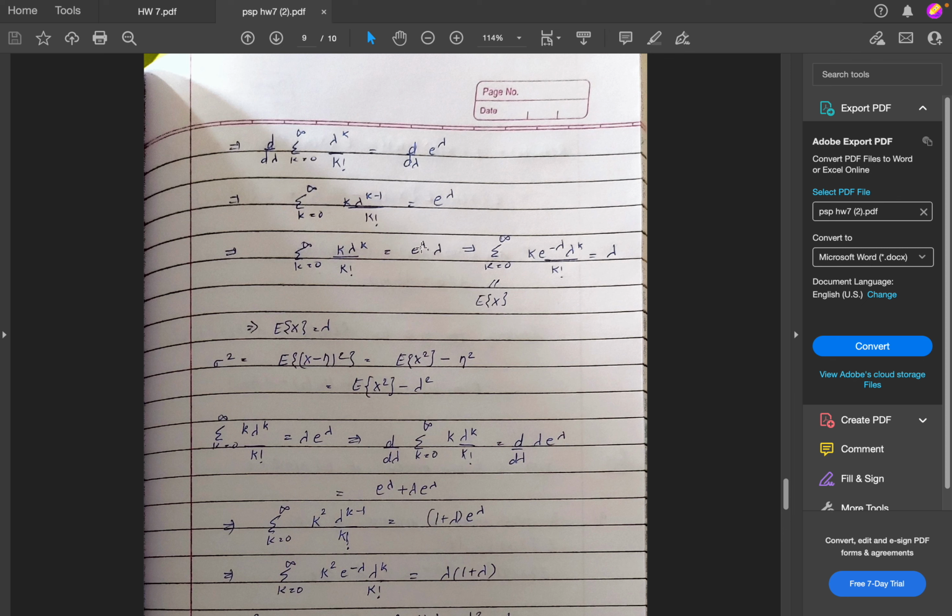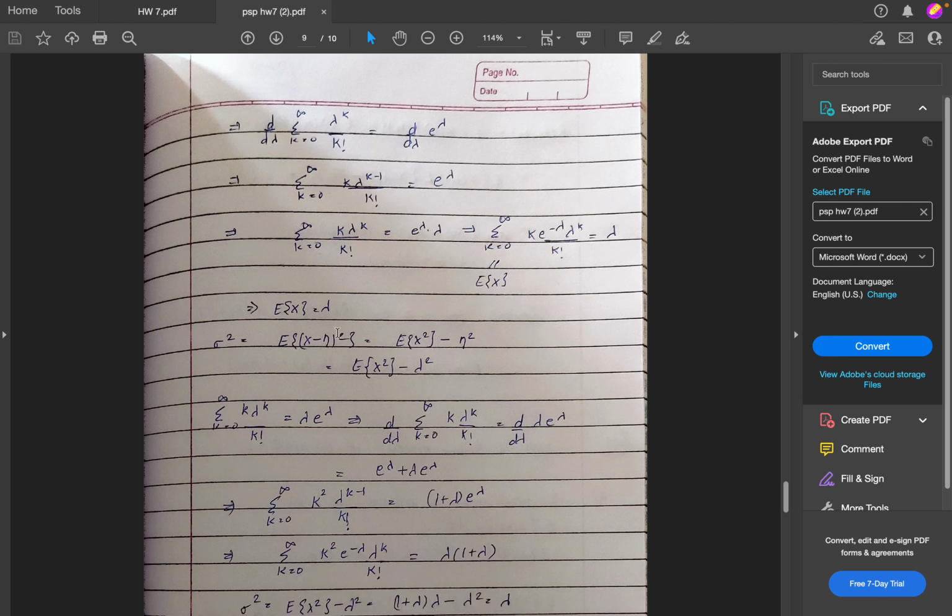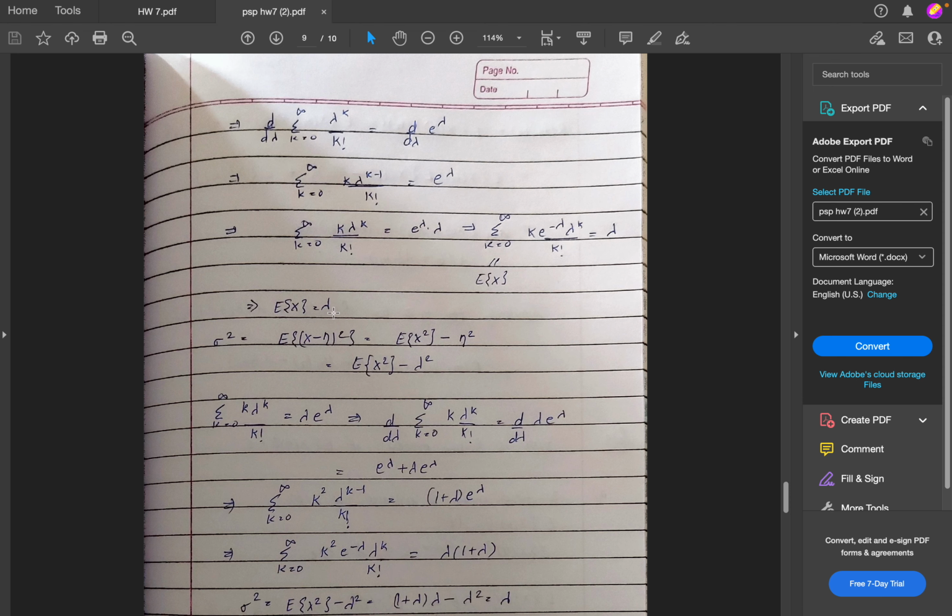Now we can move e raised to the power lambda back to the left side, so it will be e raised to the power minus lambda, and we know that this term is the expected value of x. So we have found the expected value as lambda.